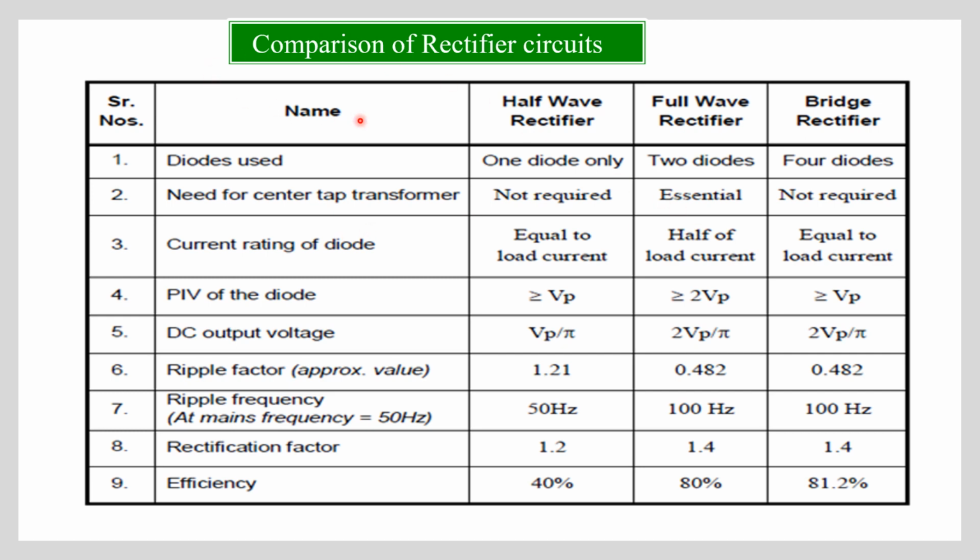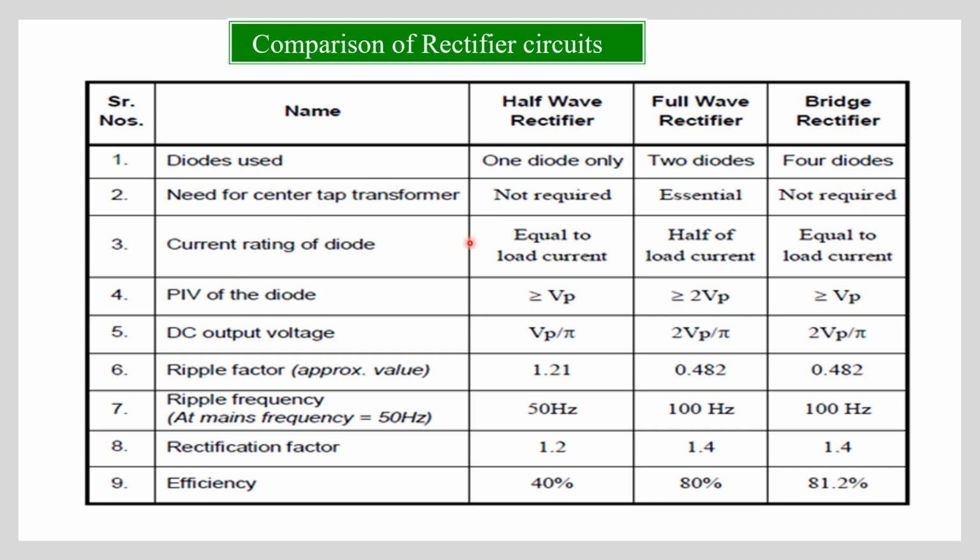Now the comparison of the rectifier circuits. We have seen three rectifier circuits: half wave rectifier, full wave rectifier and bridge rectifier. Students, the comparison comes for 4 marks in the board exam, so you should be able to write 6 points for the comparison. Let us see the comparison. Diodes used: in the half wave rectifier only one diode is used, in the full wave rectifier we use two diodes, and in the bridge rectifier we use four diodes.